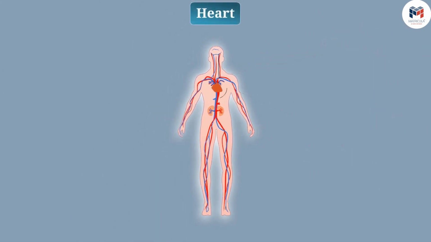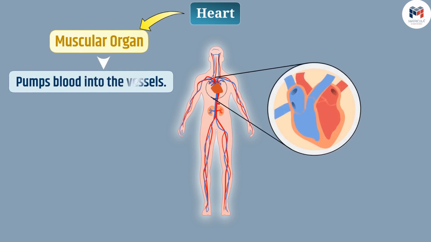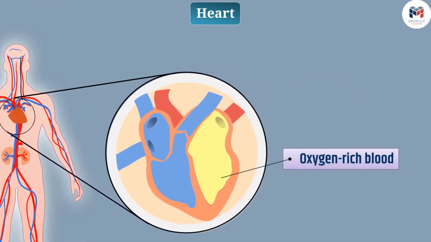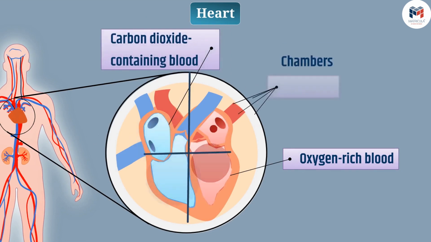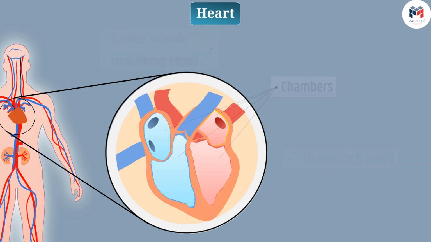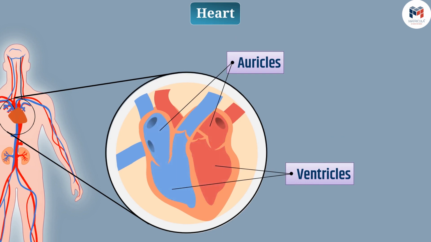Heart. The heart is a muscular organ that pumps blood into the vessels. To prevent mixing of oxygen-rich blood and carbon dioxide containing blood, the human heart is divided into 4 chambers. The upper 2 chambers are called auricles and the lower 2 are called ventricles. Let us see how the heart pumps blood.